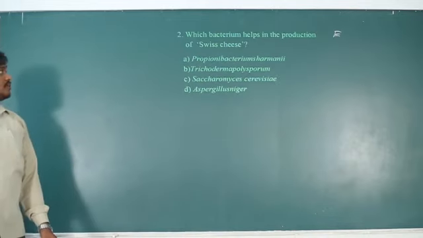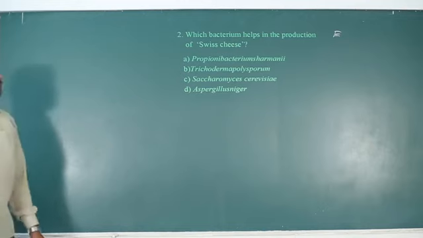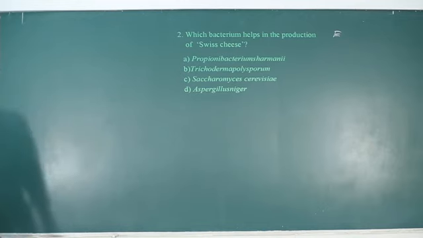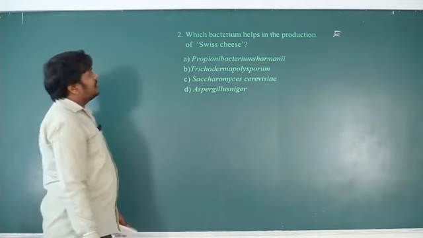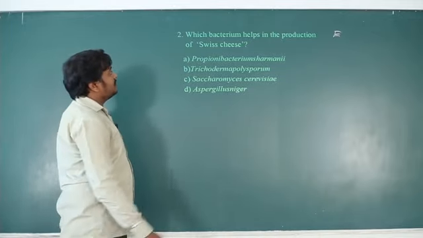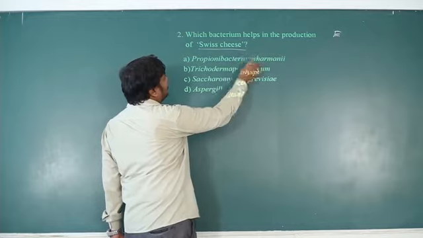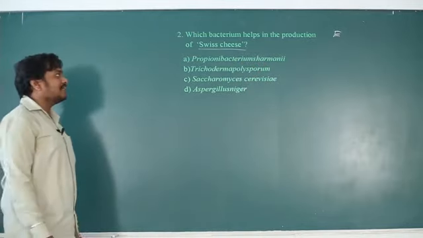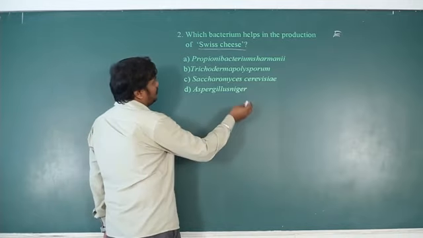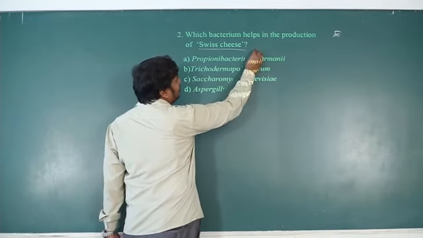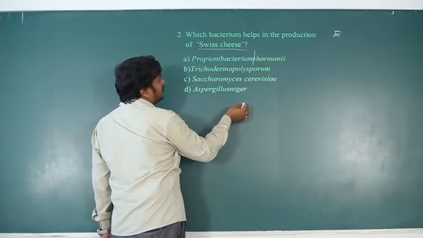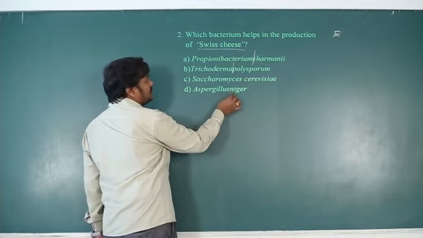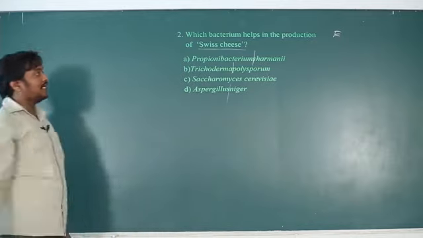That's question number 2. Which bacterium helps in the production of Swiss cheese? If you heard the term Swiss cheese, you can remember the Tom and Jerry cheese. The Tom and Jerry cheese is nothing but the Swiss cheese. The options are Propionibacterium, Trichoderma, Saccharomyces cerevisiae, Aspergillus.